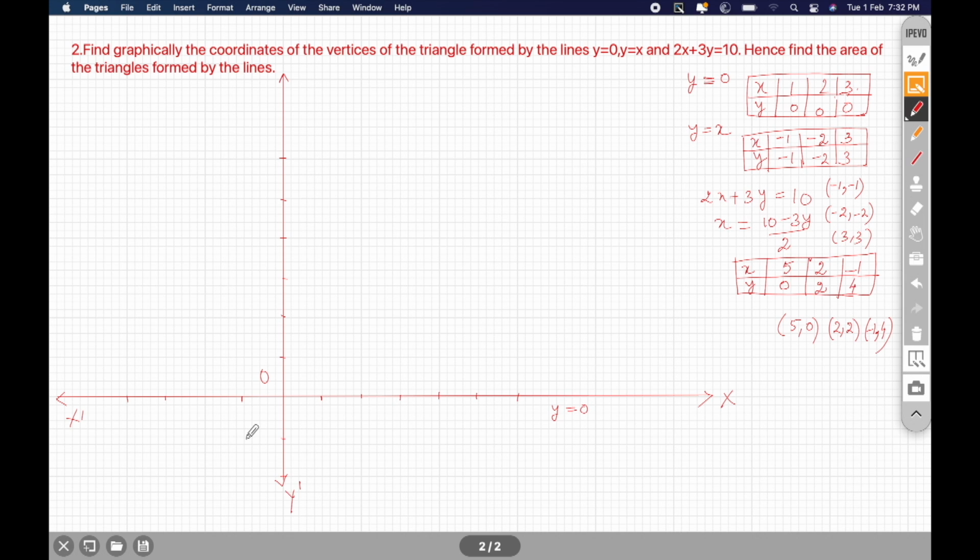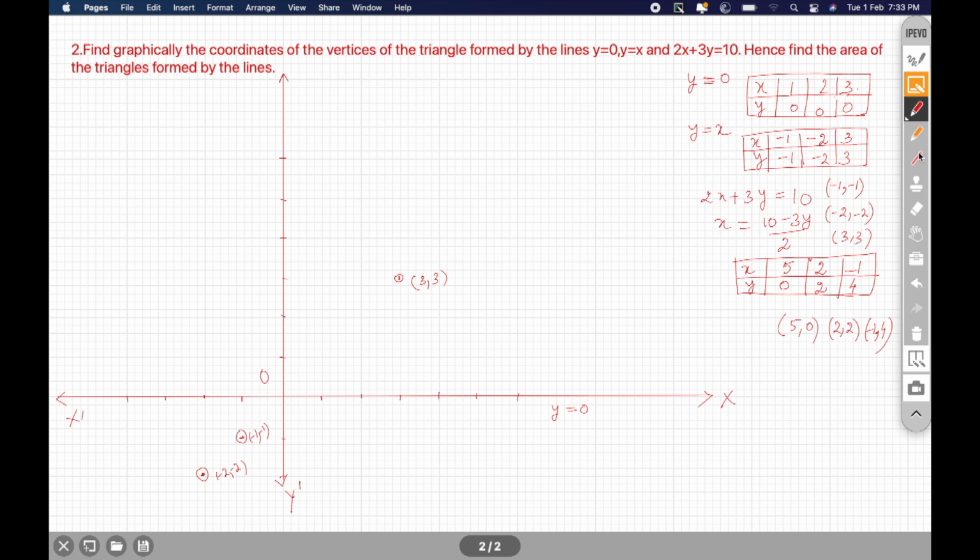Next, for y equals to x, we have to plot -1, -1. So this is the point -1, -1. Then -2, -2. So we have got the 2 points here. You can see -1, -1 and then -2, -2 and then we have +3 and +3. So 2 and 3. So this is 3, 3.